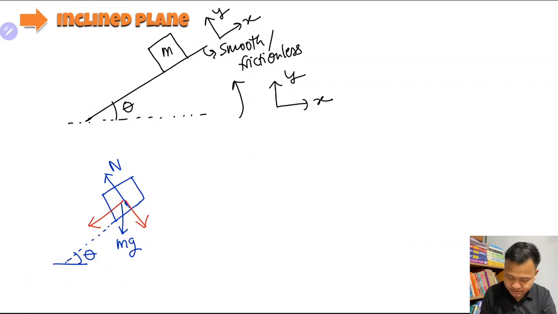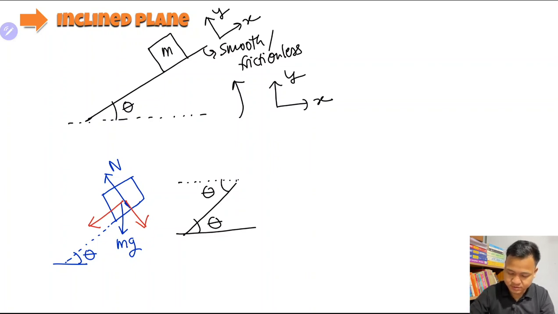Okay, I'll repeat again. Here, assuming the inclined plane is at angle theta. If I draw a line parallel to the horizontal, this will be theta. Okay, so I will draw another line. Now you see, this is 90. Therefore, this angle will be 90 minus theta.